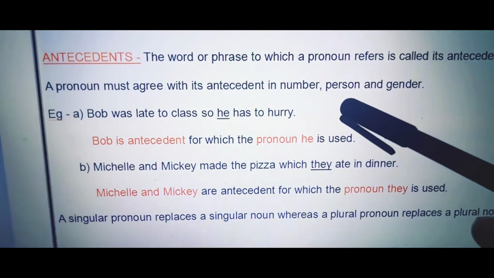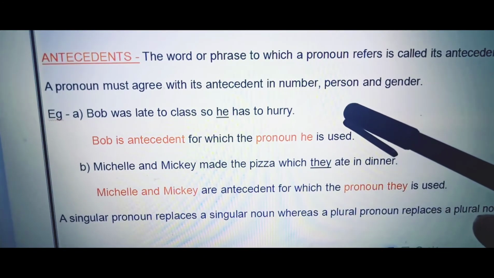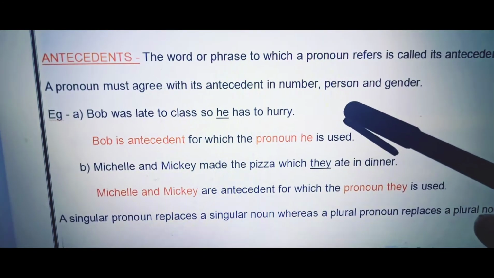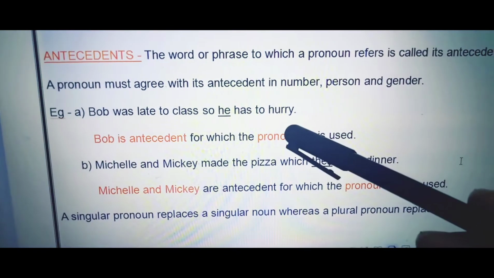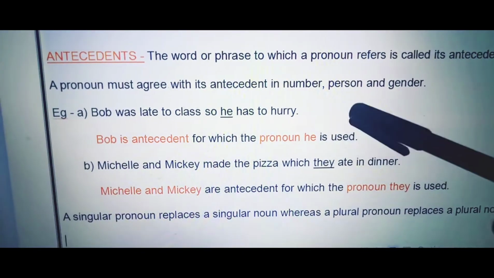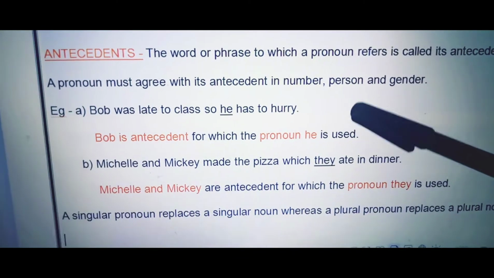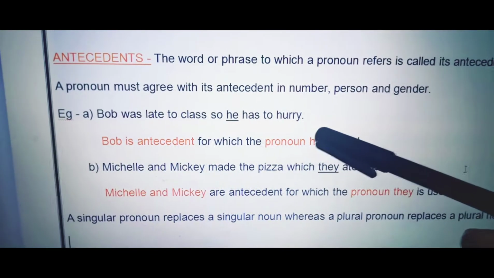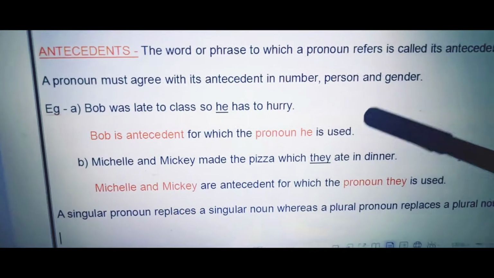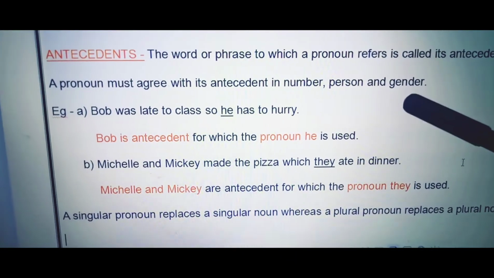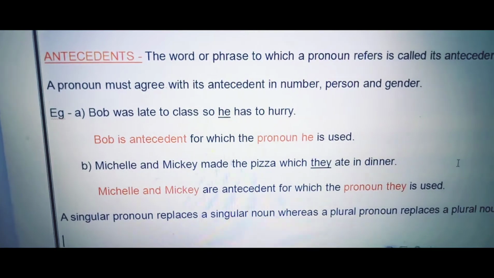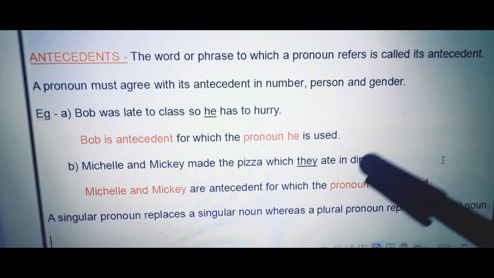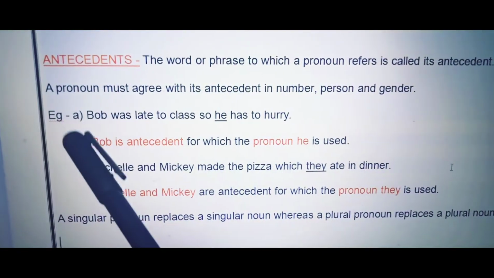Then it should agree with person. Like if we are using a male gender over there, the pronoun should be for the male gender, that is he, his, him, right? If it is female, then the pronoun should agree with it, that is she, her, right? And gender, again, that is masculine, feminine, neuter, and all gender. Fine, so you have to take care of this. Let's have a look at the examples.